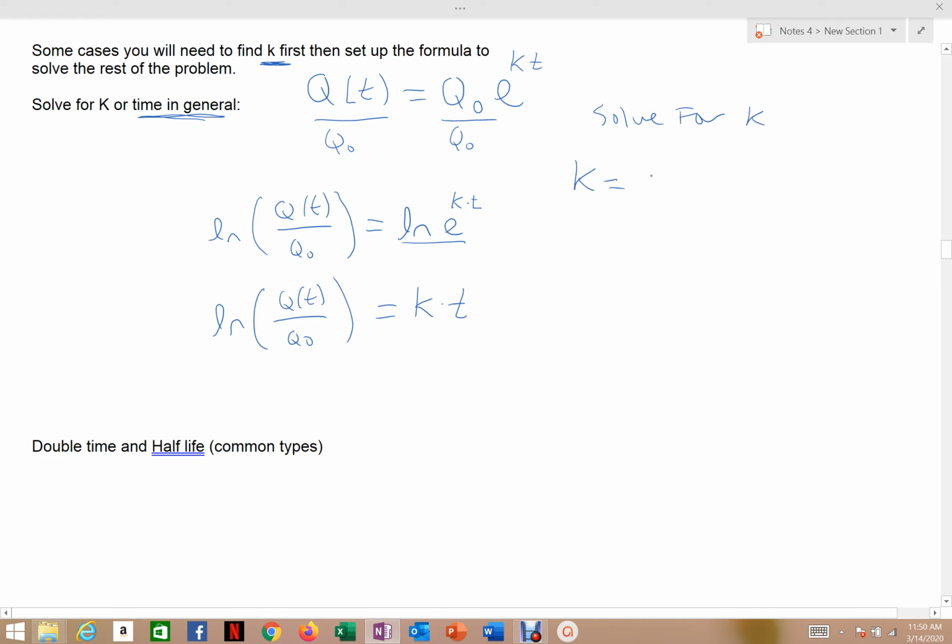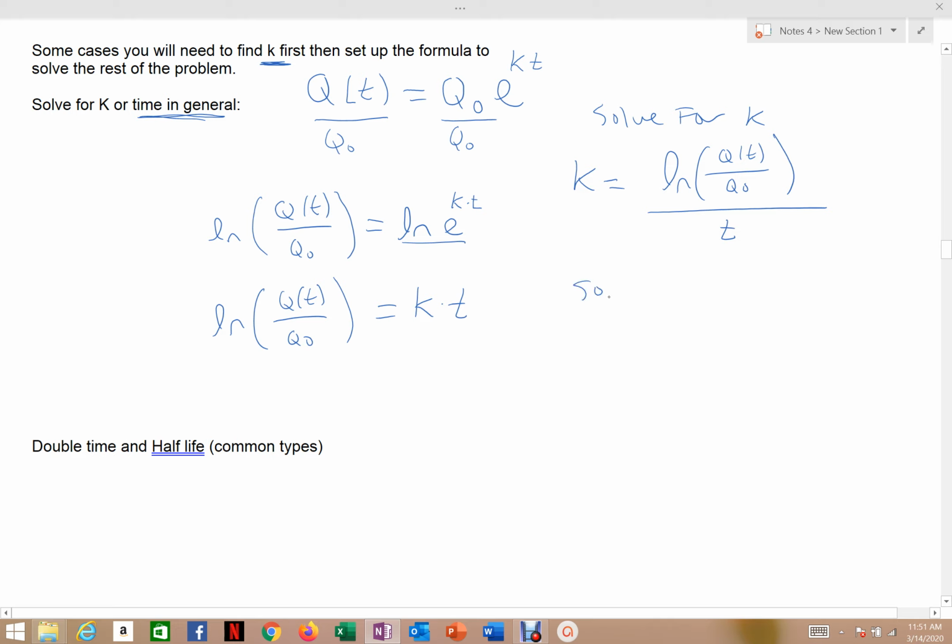Alright, well, k is just going to be that log of my quantity at time t over my initial amount, and that's inside my logarithm, and then we take that whole thing and divide it by my time. Alright, and the time would be given to me. So that would solve for k.